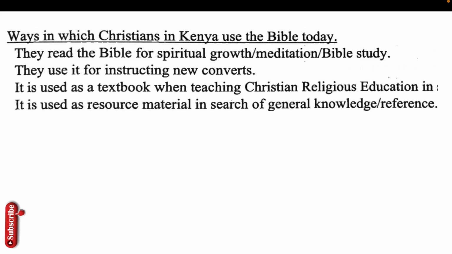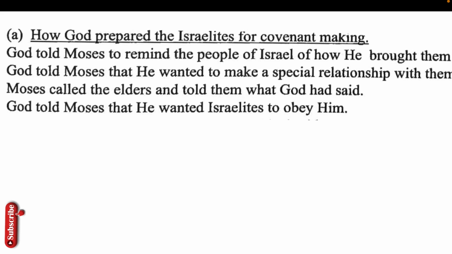Question 2a. How God prepared the Israelites for covenant making. God told Moses to remind the people of Israel of how he brought them out of Egypt. God told Moses that he wanted to make a special relationship with them. Moses called the elders and told them what God had said. God told Moses he wanted Israelites to obey him. The Israelites promised to do all the Lord had said.